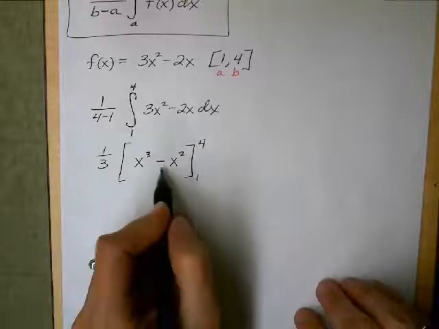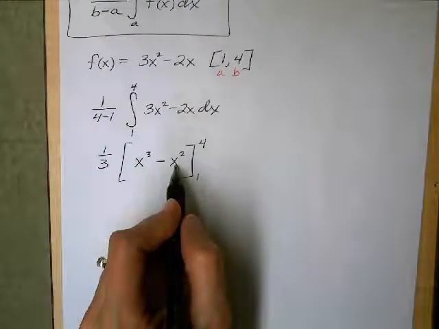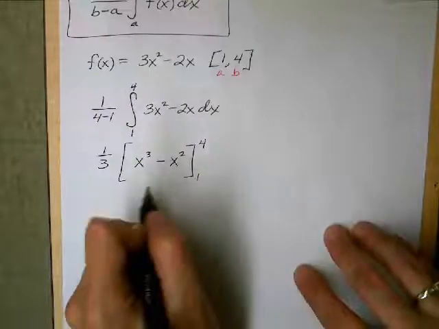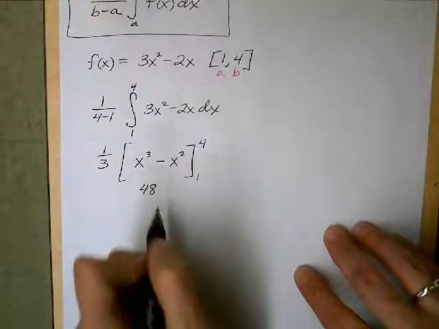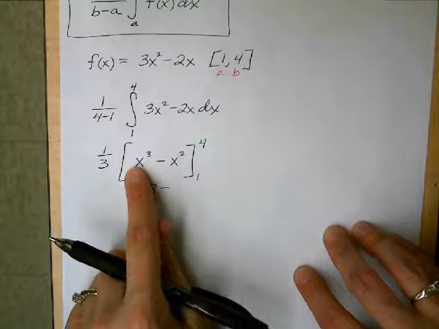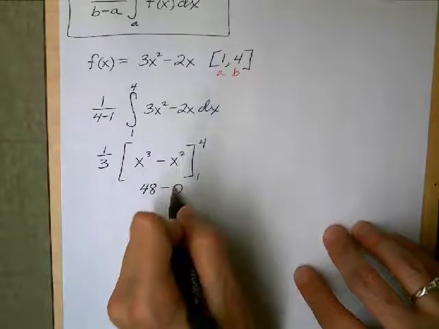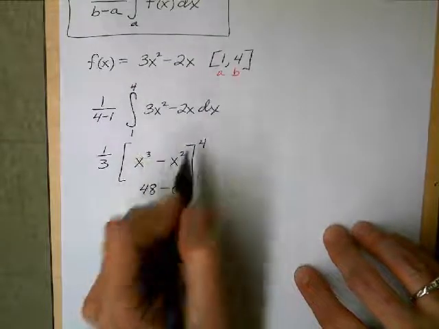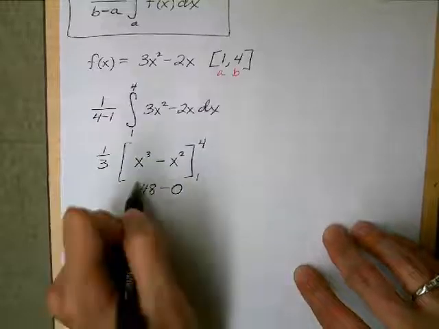Yeah, 64 minus 16 is 48. And then plug in 1 into the problem. Yeah, 1 minus 1, that's 0. Like 1 to the 3rd minus 1 to the 2nd is 0. Okay, so it's just 48 for f of 4.